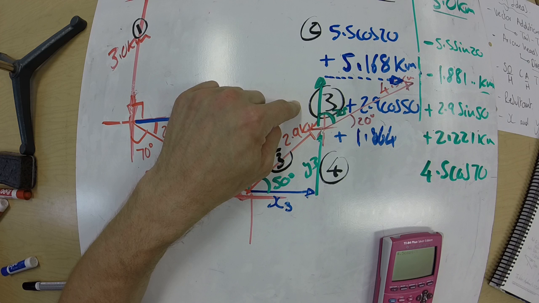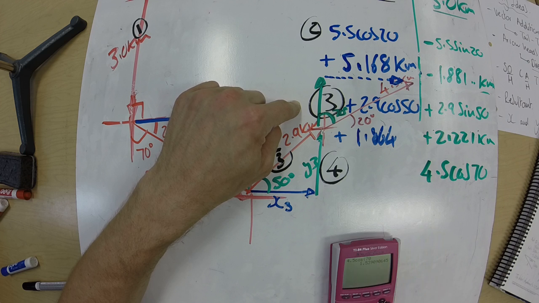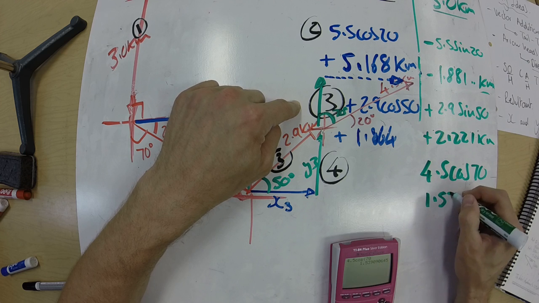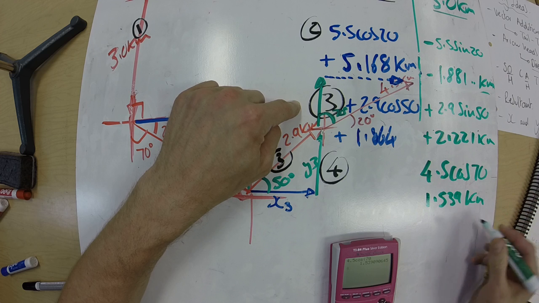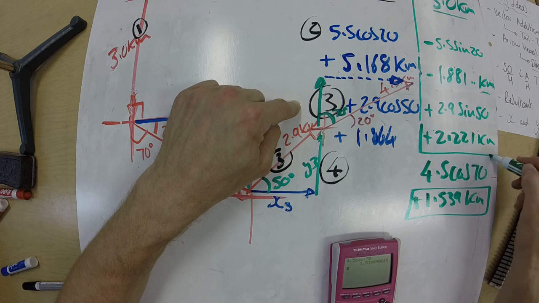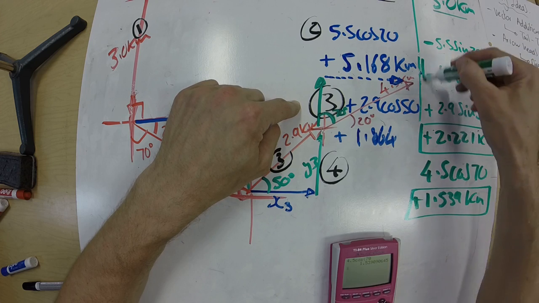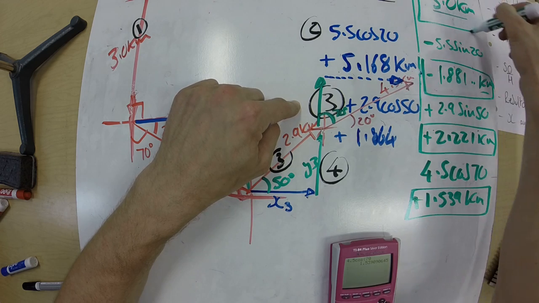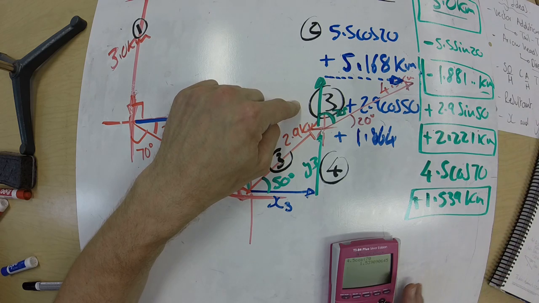4.5 cosine 70. So that's 1.539, and that's a positive as well. So that's my value, that's my value, that's my value, and that's my value. I'm going to add all these together in a minute.